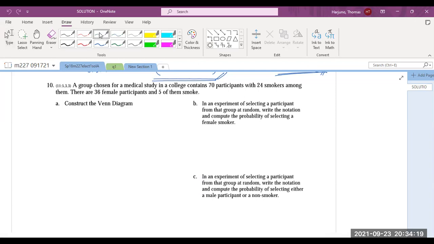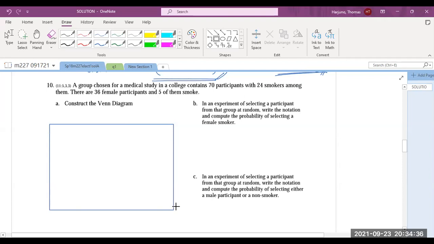Number 10, part A. A group chosen for a medical study in a college contains 70 participants with 20 smokers among them. There are 36 female participants and 5 of them smoke. Now construct a Venn diagram.